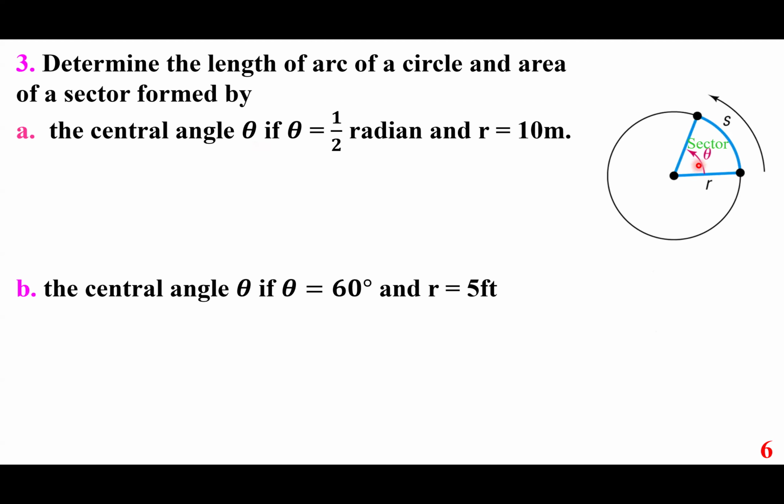The central angle theta covers this arc. This is the arc length, S. It's not a straight line, that's why they call it arc length. S equals r theta. If you go with this area, it's a portion of the total area, and it's half of r squared theta. So these are the formulas we should know.